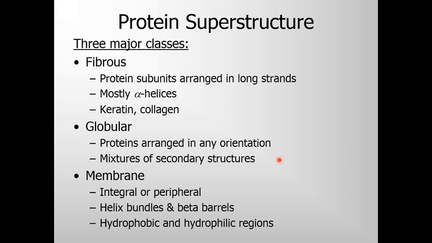Membrane proteins are integral or peripheral proteins. Integral means these membrane proteins are embedded in the membrane. Peripheral means they are associated with the membrane. Usually helix bundles and beta barrels are involved in forming membrane proteins.